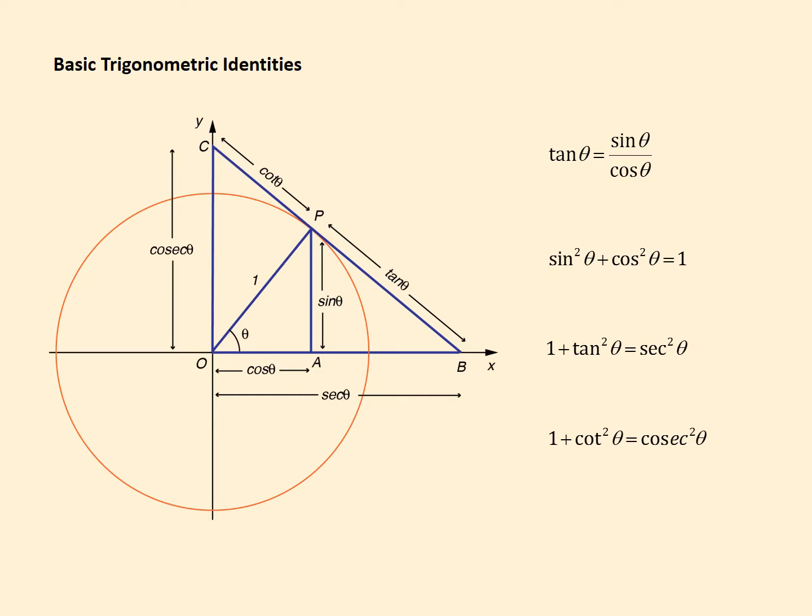Now, from the definition of tan theta in triangle OAP, it follows that tan theta is opposite over adjacent, which is sine theta over cos theta, and that gives the first identity. The next three are got from applying Pythagoras' theorem to the triangles. So in triangle OAP, we find that sine squared theta plus cos squared theta is 1 squared, which is just 1. In triangle OPB, we have that 1 plus tan squared theta is sec squared theta. And in triangle OPC, we have 1 plus cot squared theta is cosec squared theta.